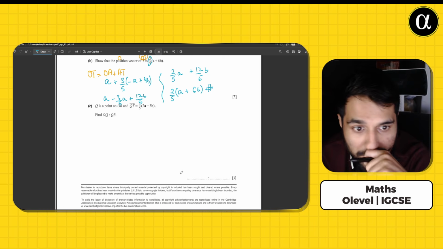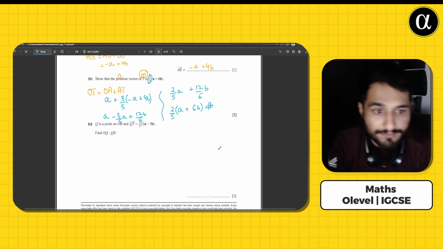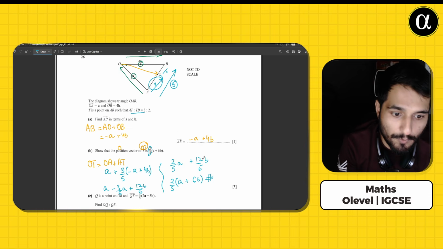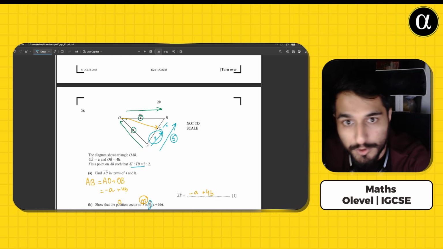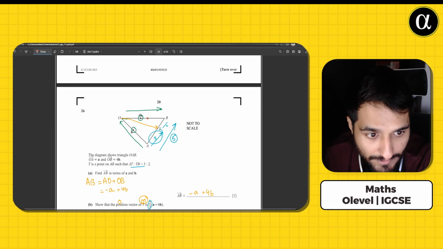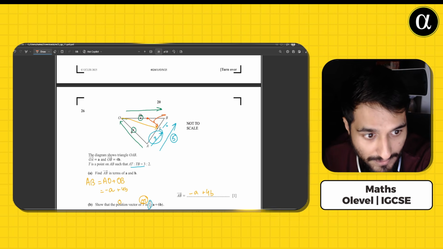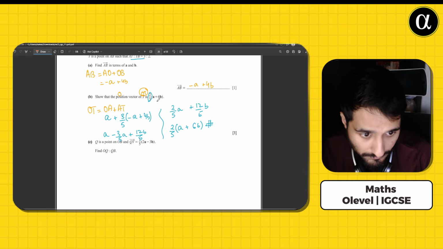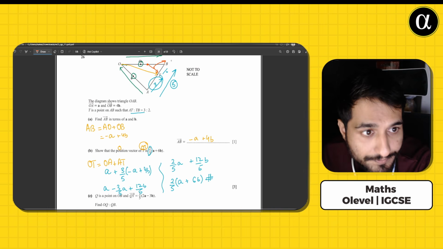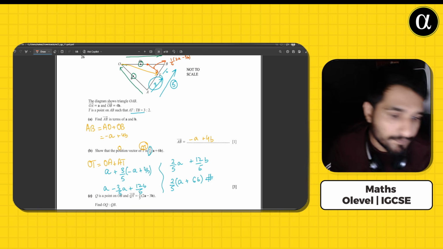The last part, it says Q is the point on OB such that QT is equal to 1 over 5 times 2A minus 3B. Now what is QT? Let's see, we do not know what QT is. But the examiner said Q lies on OB, so we can just draw it randomly over here, and this is going to be the QT that the examiner provided us, and this value is 1 over 5 times 2A minus 3B, right?